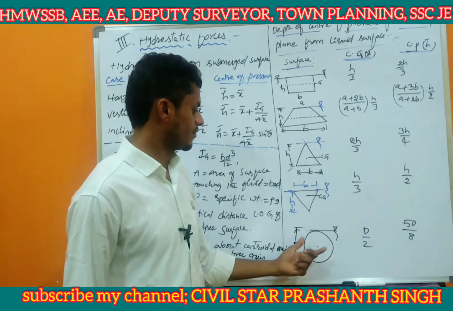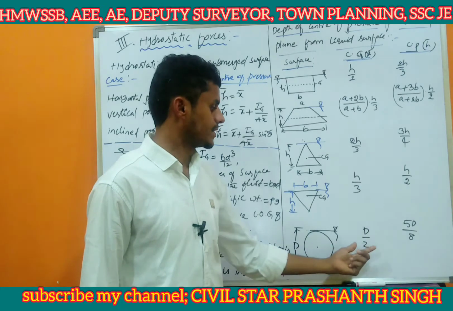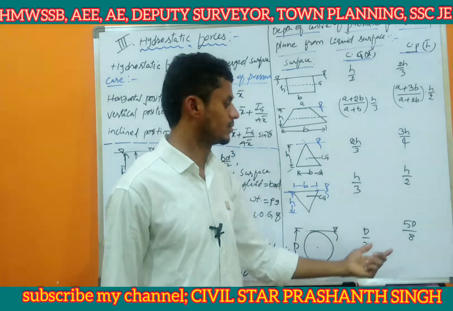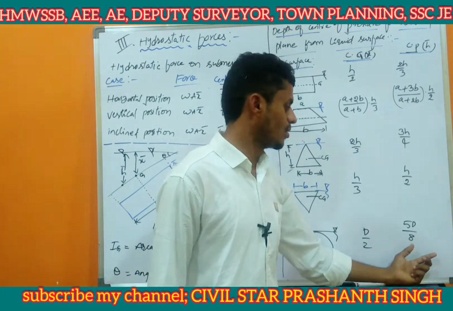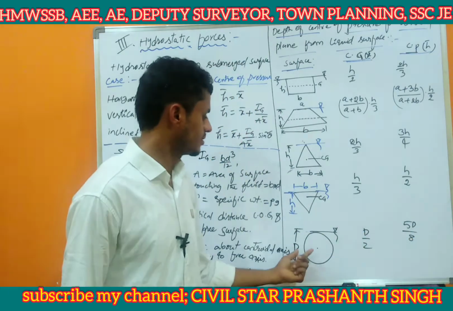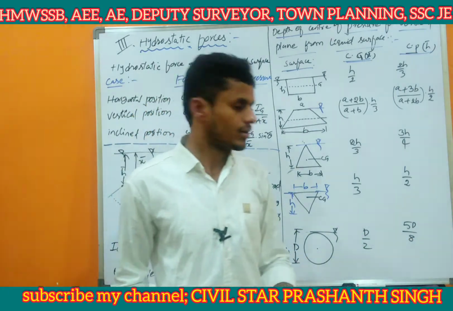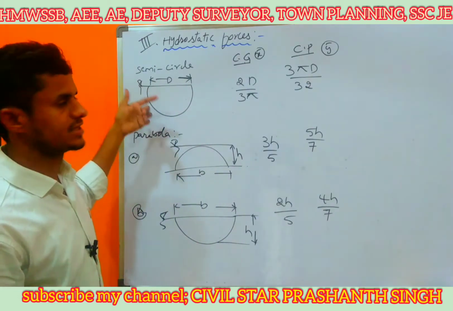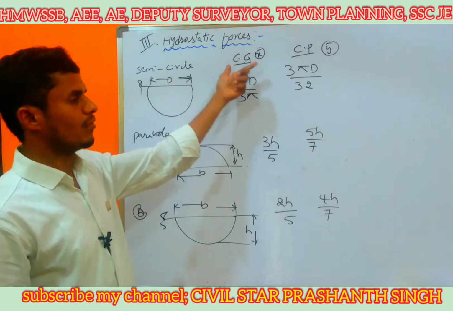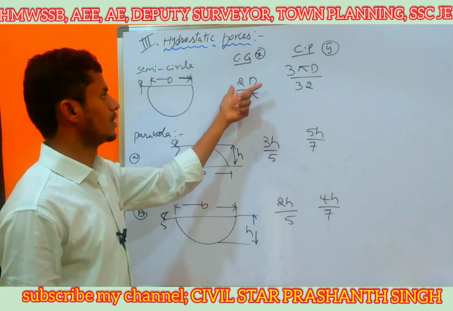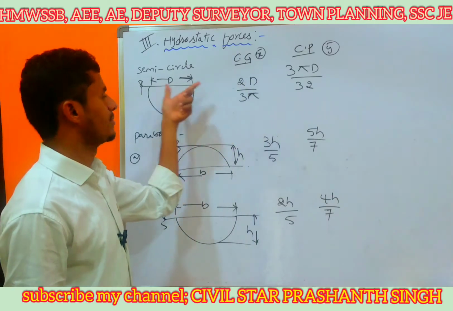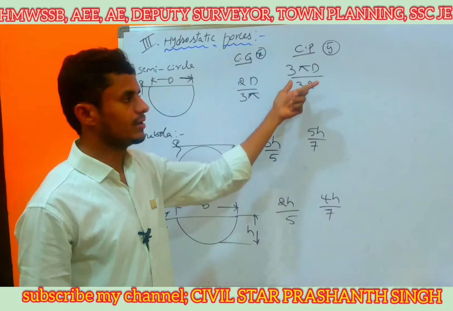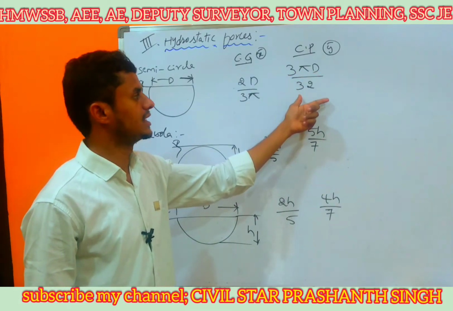Next is the circle. For the circle, this is diameter d. The center of gravity is d by 2. The center of pressure H bar equal to 5d by 8. Here d is the diameter of the circle. Next we have the semicircle. This is the figure, and this is the diameter of the semicircle. Center of gravity x bar equal to 2d by 3 pi. Center of pressure Y bar equal to 3 pi d by 32.